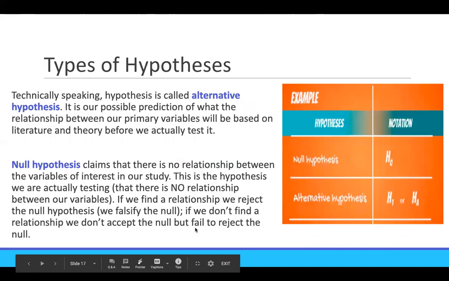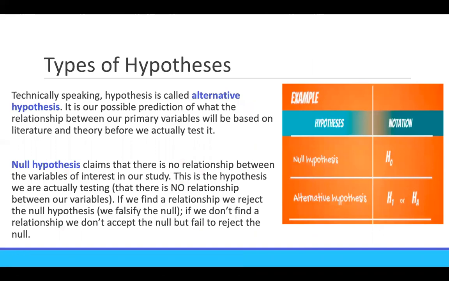But if you are doing deductive research and you are formulating a hypothesis, what do we call it? How do we write it? As your book explains, technically speaking, the hypothesis is called the alternative hypothesis. It is our possible prediction of the relationship between our primary variables. We make this prediction based on literature and theory before we actually test it. So we truly don't know if it's what we're going to find or not.